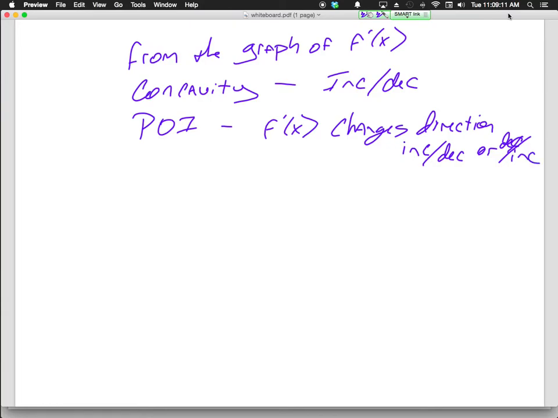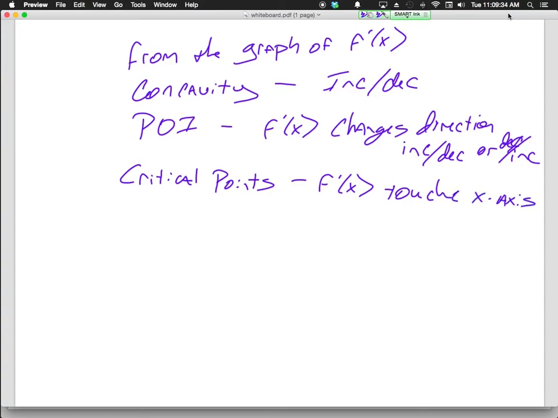What else? Critical points. How do I find critical points? Where f prime of x touches the x-axis, because that is where it equals zero, or where f prime of x is undefined. Very good. F prime of x is undefined.